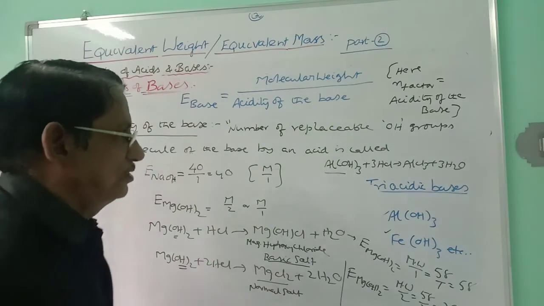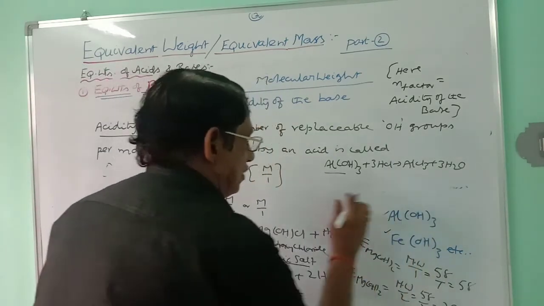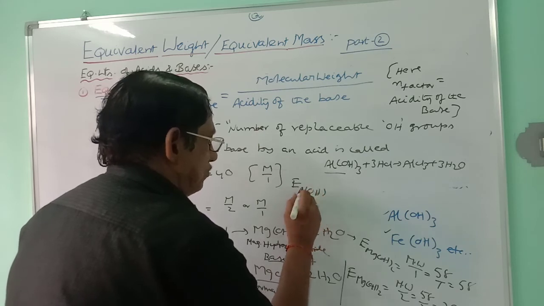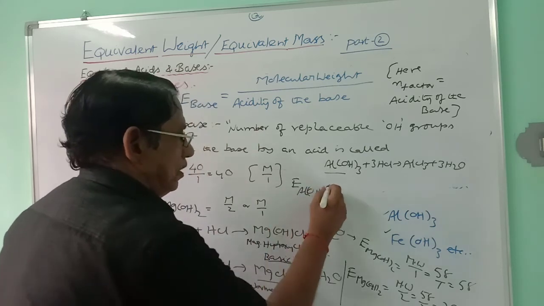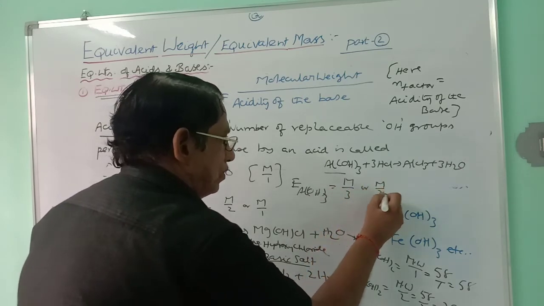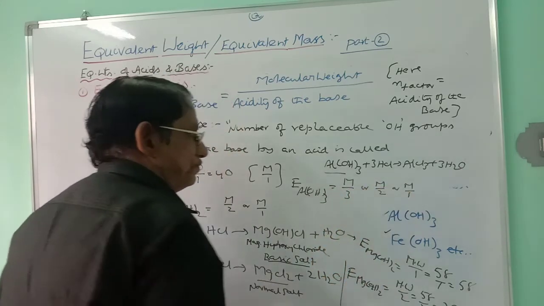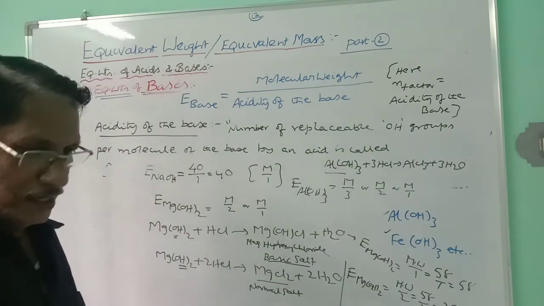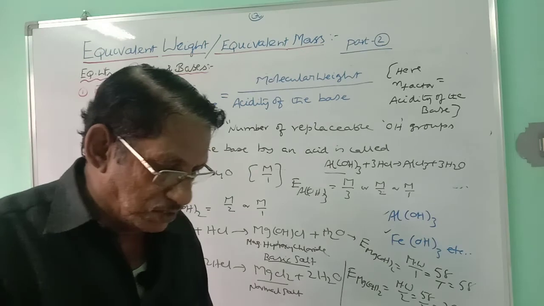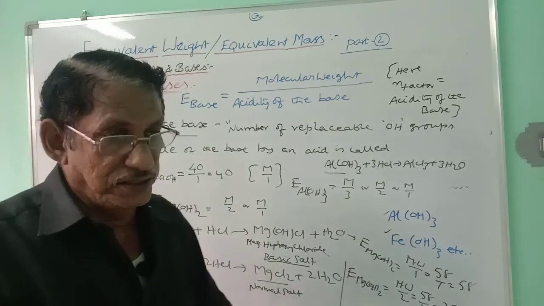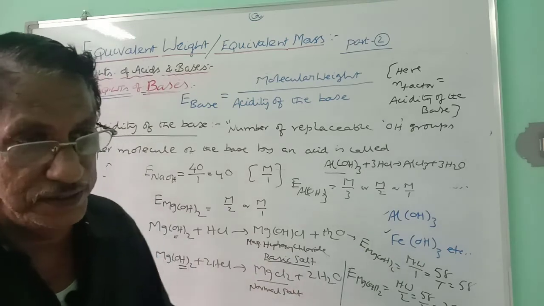In this way you can consider, even you can take the equivalent weight of aluminum hydroxide. In what manner will it exist? It may be M by 3 or M by 2 or M by 1. You can take several examples for this. So in the case of bases also we are having normal salts as well as basic salts. In the case of bases, what is the equivalent weight? The equivalent weight depends upon the acidity of the base.